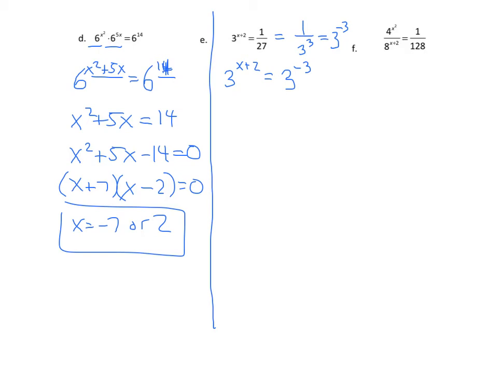And now I have my two bases that are the same, and I can set the exponents equal to each other. X plus 2 equals negative 3. Subtract 2 from both sides, and x equals negative 5.